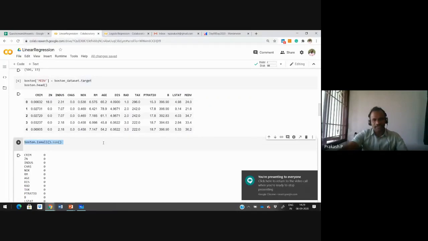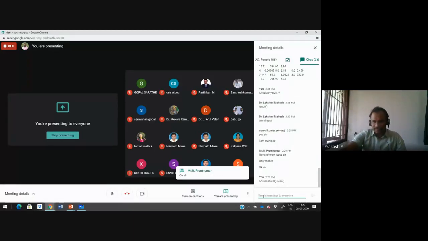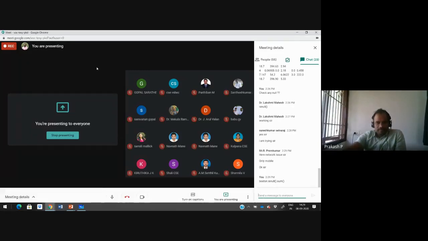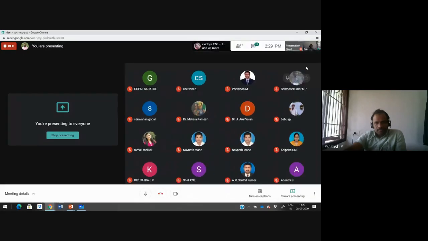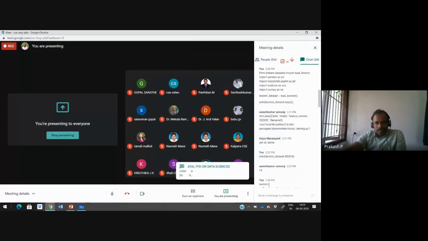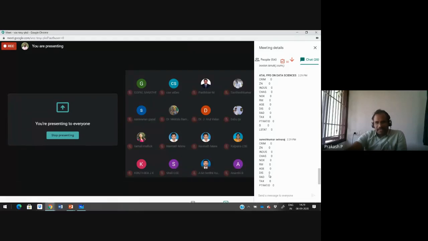Right. So if you put the data frame Boston is null dot sum, can you please tell the result of Boston dot is null then sum? Right. So what is the conclusion? What conclusion can we make?